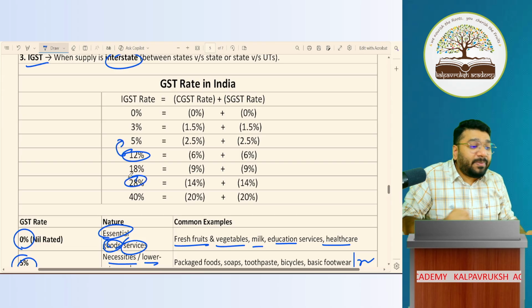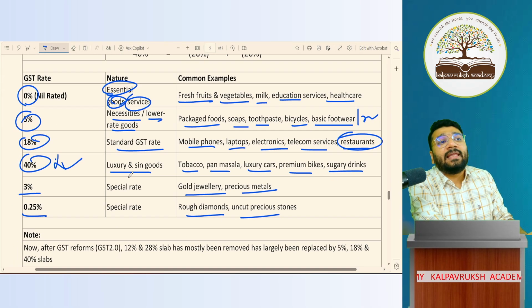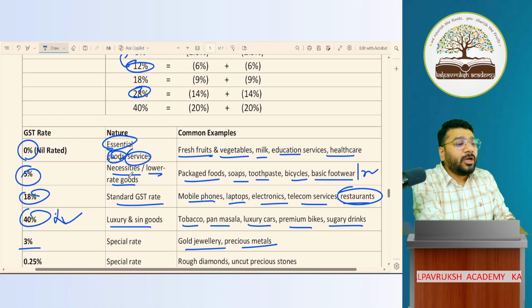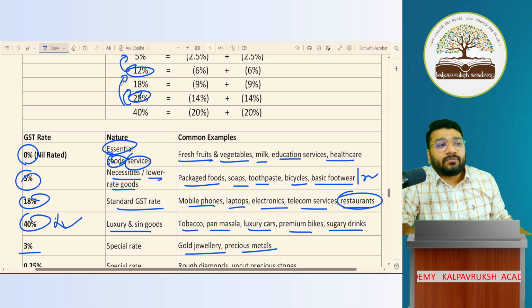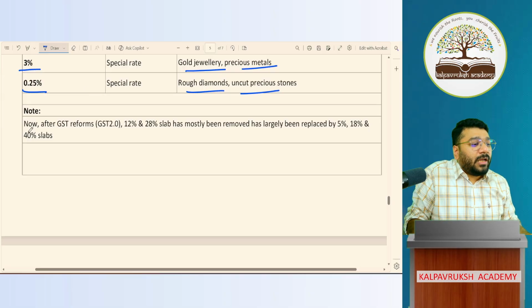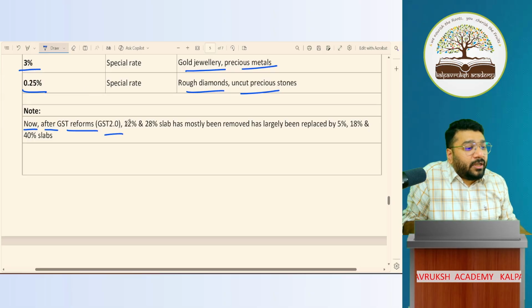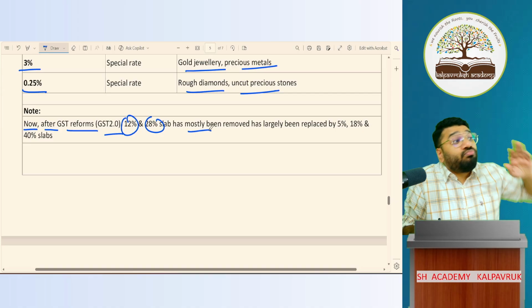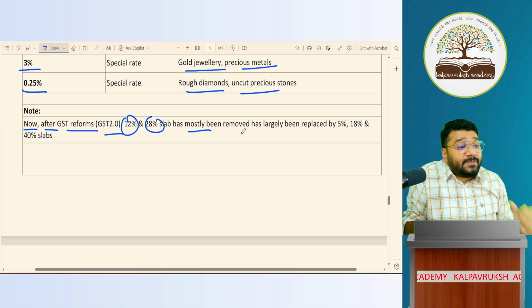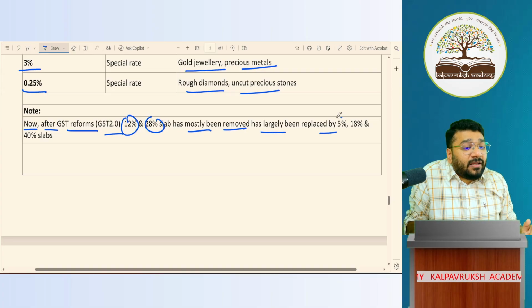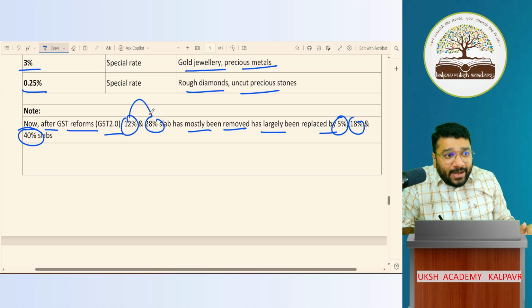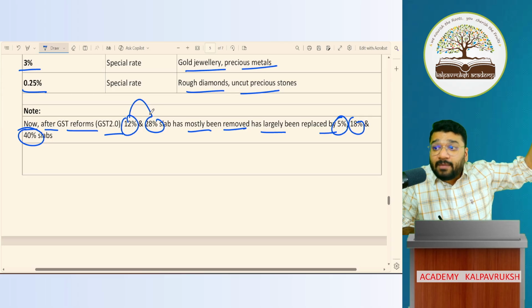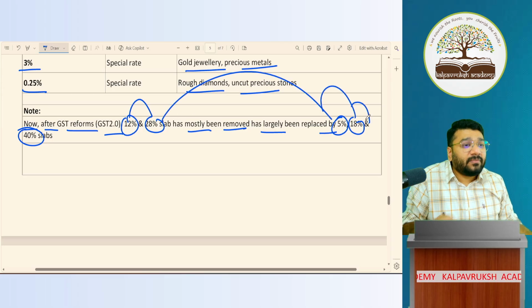There's something called 28%. And the 28% also, what they did? They almost abolished it. The products which were coming under the 28% category got shifted to 18 and 12. Now, after GST Reform 2.0, the 12% and 28% slabs have mostly, not completely, been removed and largely replaced under the 5%, 18% and 40% slabs. So whatever products were there in these two categories, the GST department shifted them under these categories. Got it, not got it?